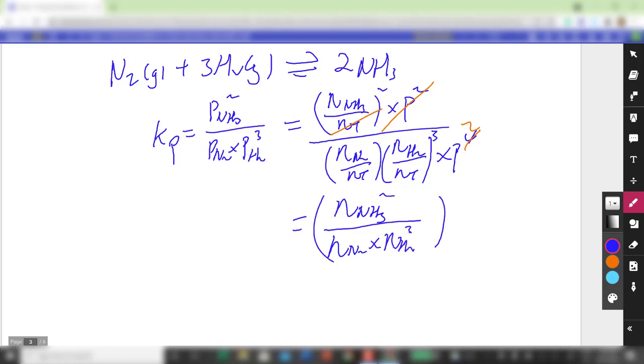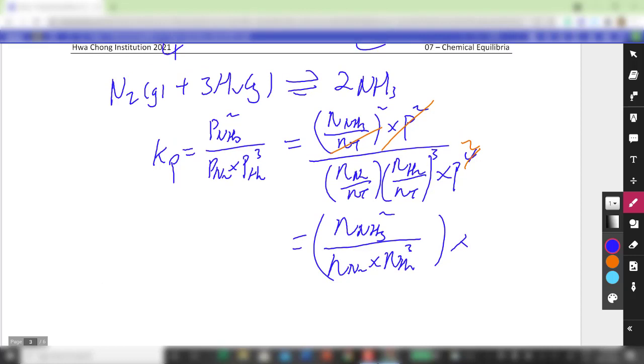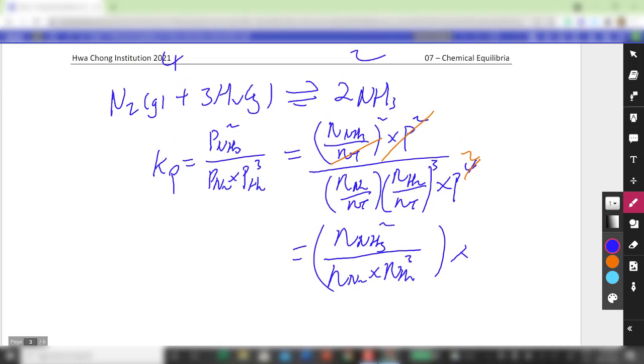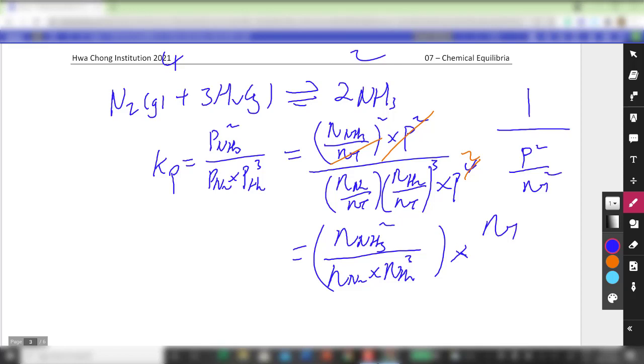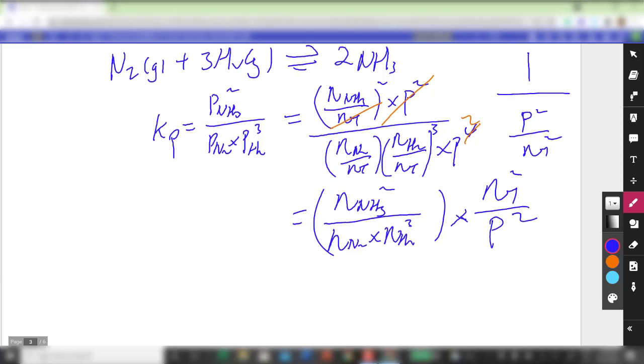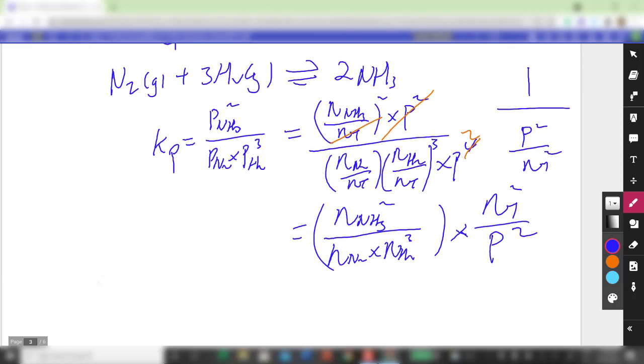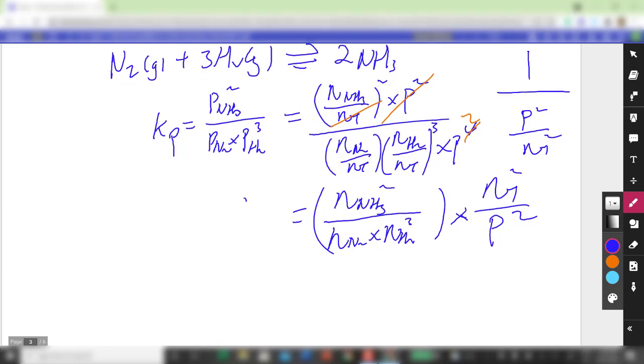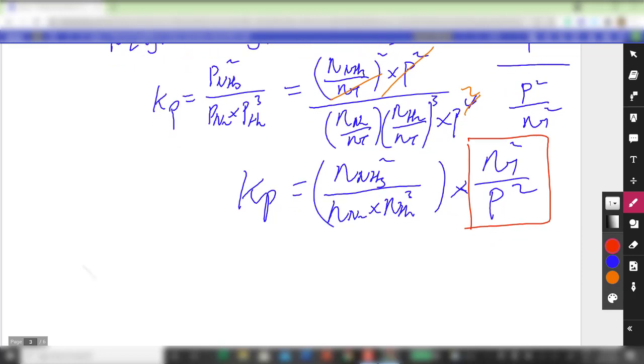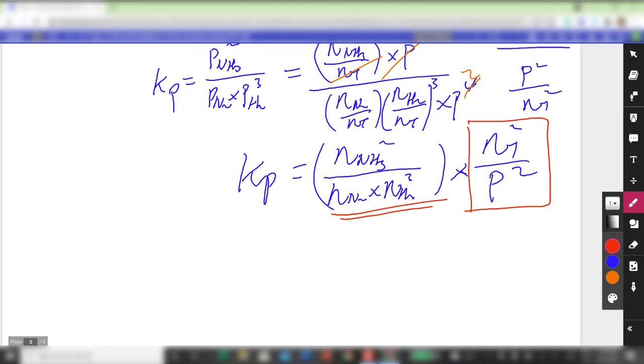In this case, I'm going to end up with something like P squared over the total number of moles, and I'm going to flip it over. So I'm going to get n squared over P squared. This is what I'm going to end up with. So you realize that the Kp term has a dependent factor over here. Of course, Kp is going to remain constant.